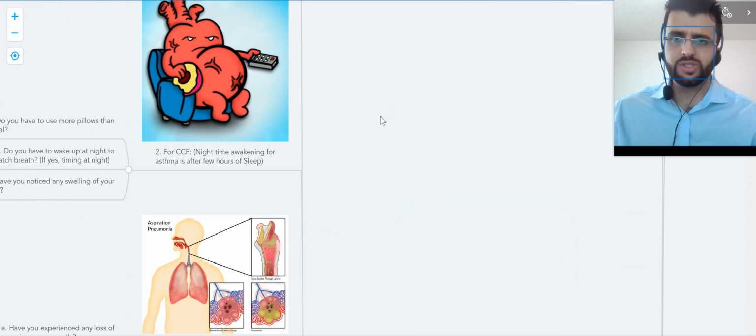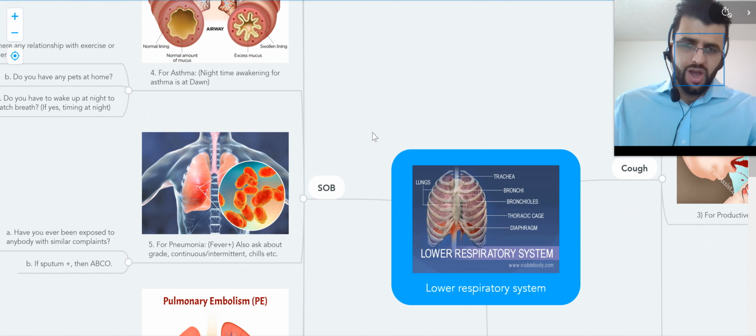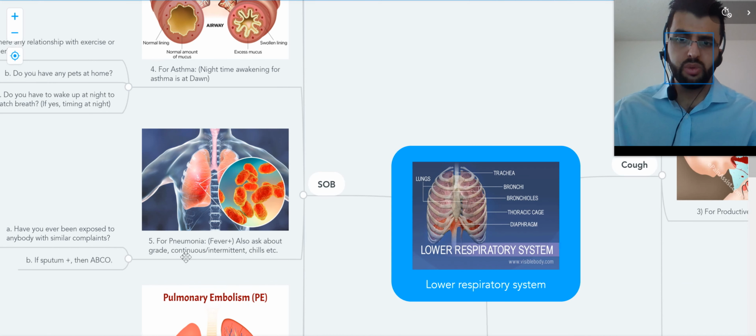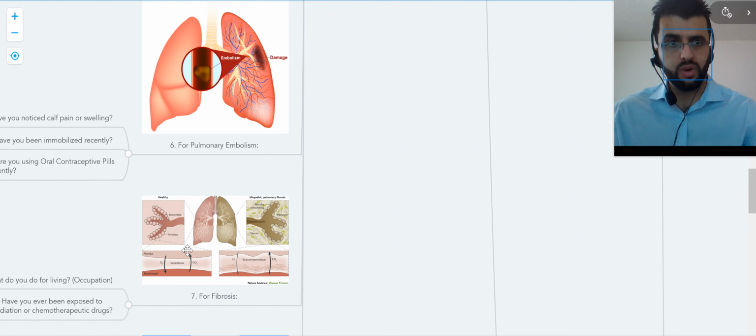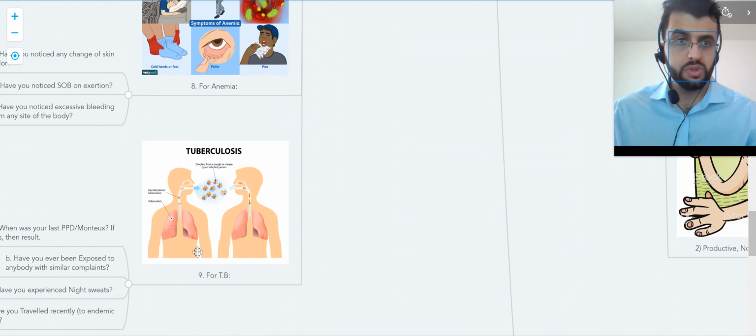Now for shortness of breath, this is going to be a little bit easier than cough. Okay. For shortness of breath, we have several differentials. Could be chronic obstructive pulmonary disease, could be congestive heart failure, could be aspiration pneumonia. It could be pneumonia, just a pneumonia. It could be pulmonary embolism, this is important. Could be fibrosis. Could be anemia, could be TB.